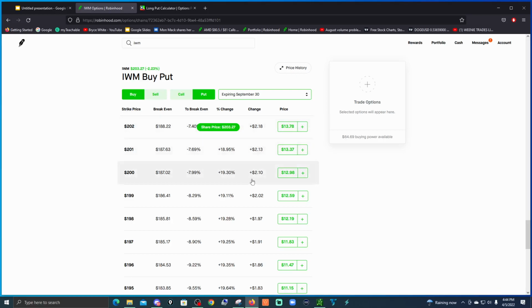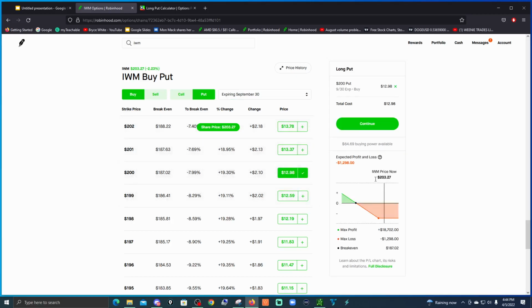So strike price 200, and right there you can just see we have a max profit of $18,000. That's if the IWM absolutely tanks and goes to zero. That's not likely to occur. You're likely to get something in the middle of that. And our max loss is the premium, the total cost that we pay, of $1,298.